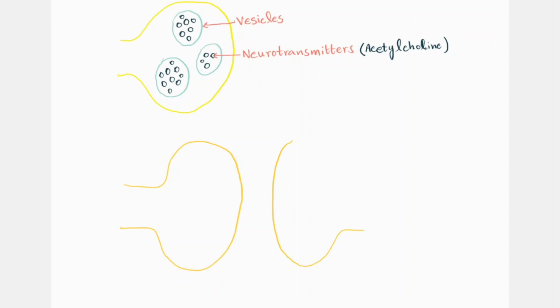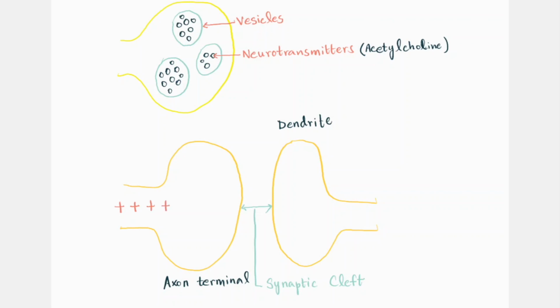Okay. So synapse is nothing but the gap between two adjacent nerves, right? This is the axon terminal, and this is the dendrite of the adjacent nerve, right? And they are separated by a gap in between, and this is called the synaptic cleft.